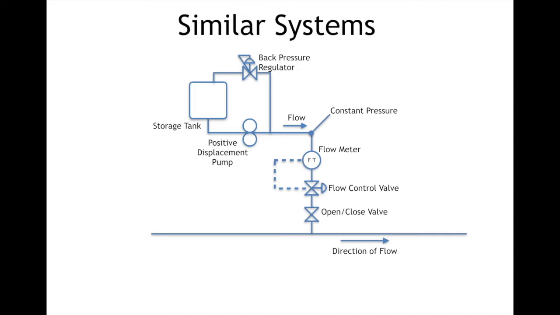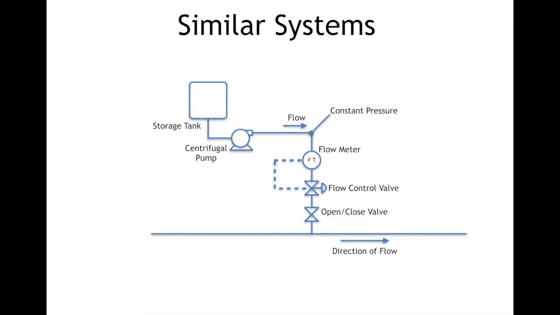So back near the storage tank, we still have a positive displacement pump. The PD pump is just running at a constant output, and this could be really any kind of pump running on a constant output. And the back pressure regulator on that recirculation line exists to provide a constant pressure. And then downstream of the flow control valve, there's just an open-close valve, and then it goes into the main header or storage tank or the next step of the process.